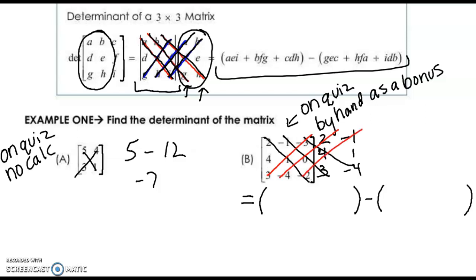So it's -4 plus 0 plus 48 minus -9 plus 0 plus 8. And then you use order of operations, and you should get 45. If you put it into your calculator, you'll get the exact same thing.